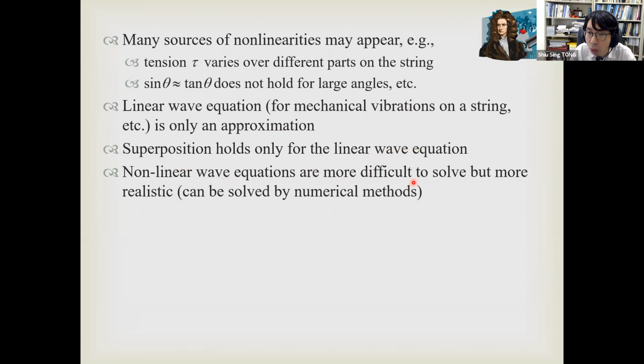Nonlinear wave equations are more difficult to solve compared with the linear wave equation, but they are actually more realistic. And people usually solve them by numerical methods. They do not use pen and paper to solve it. They use a computer to solve it. That is what we commonly do in our age of computer science.